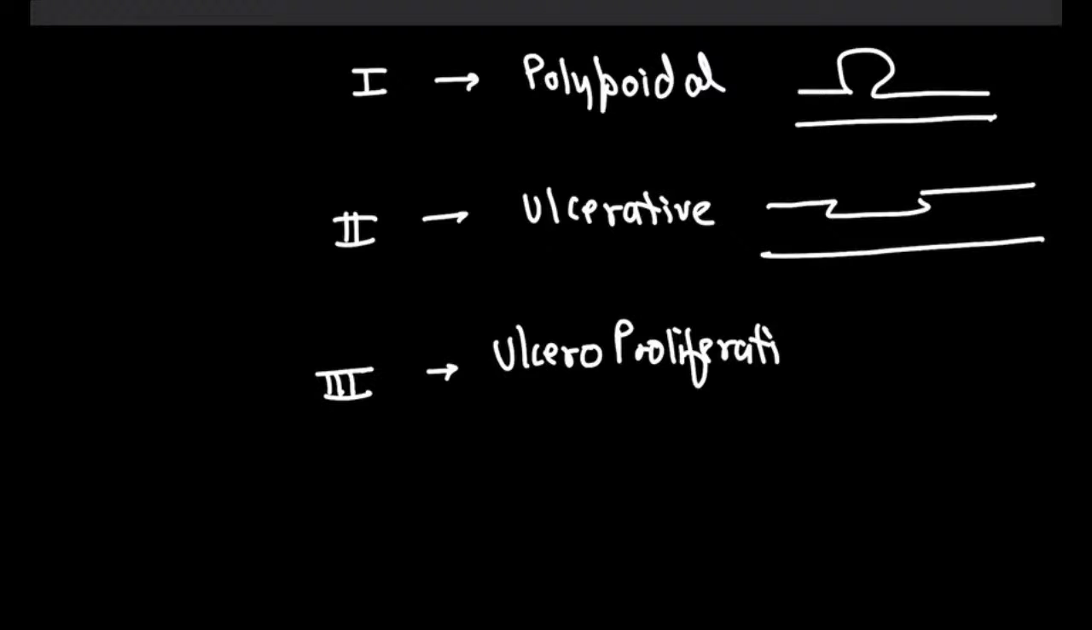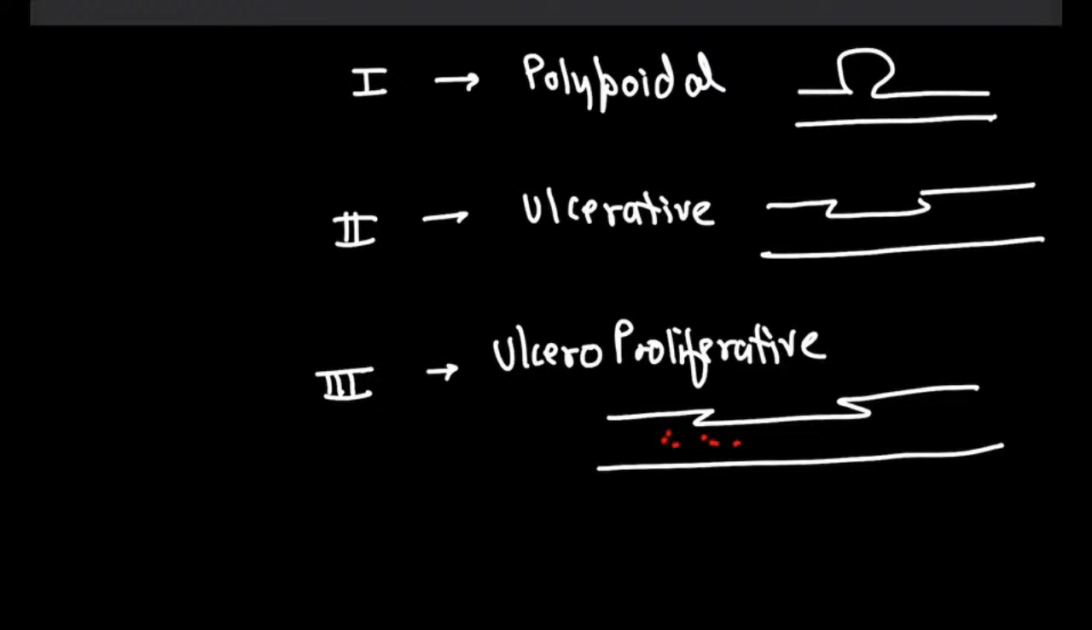So here what is happening, guys, there is formation of an ulcer, no doubt, but at the same time there is also proliferation in the wall of the stomach. So this is what is referred to as an ulceroproliferative lesion. Please understand, ulceroproliferative, that is Borrmann's type 3.